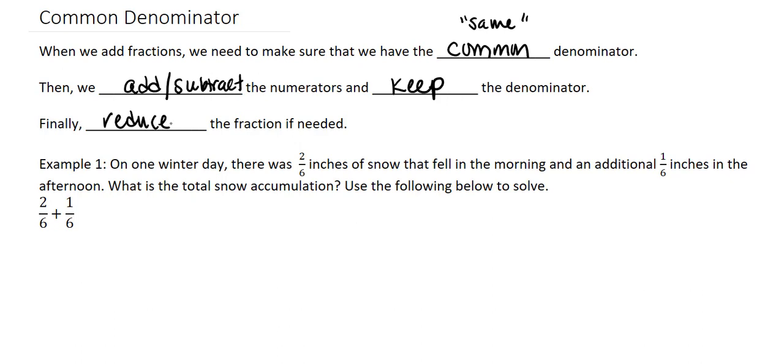So let's look at the first example. On one winter day, there was 2/6 inches of snow that fell in the morning, and an additional 1/6 inches in the afternoon. So what's the total snow accumulation? So we're going to use the following below. So we have 2 over 6 plus 1 over 6.